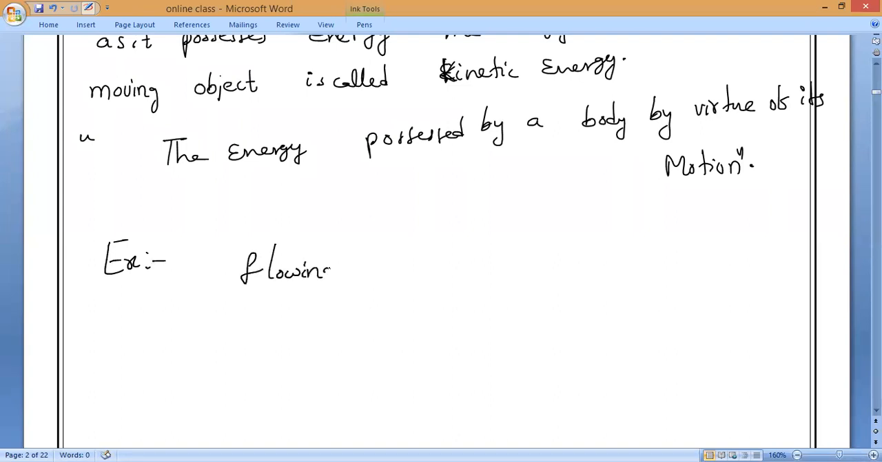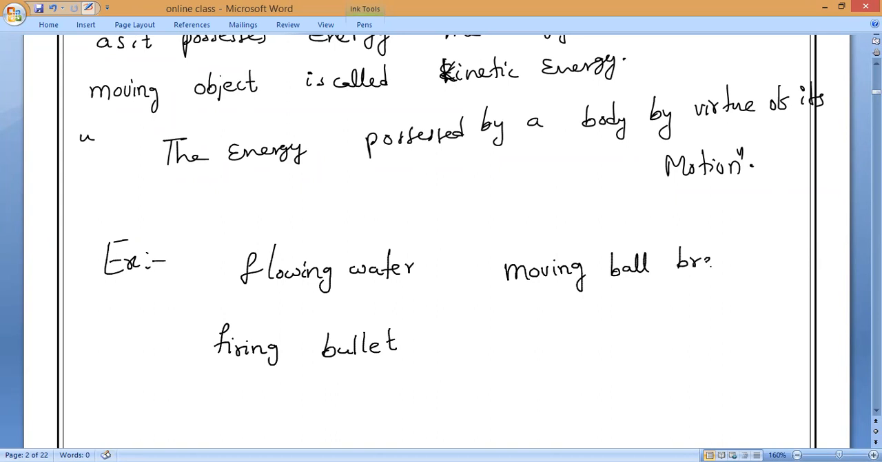Flowing water. Understanding? Next, firing a bullet. Is it kinetic energy or mechanical energy? Kinetic energy, or some other form of energy? Next, moving ball breaks stumps. Is it kinetic energy or not? Yes, sir.